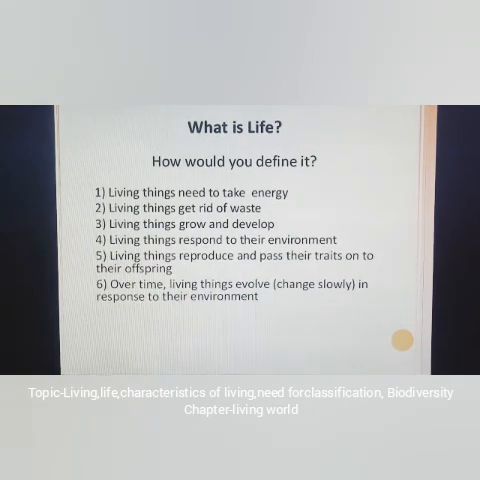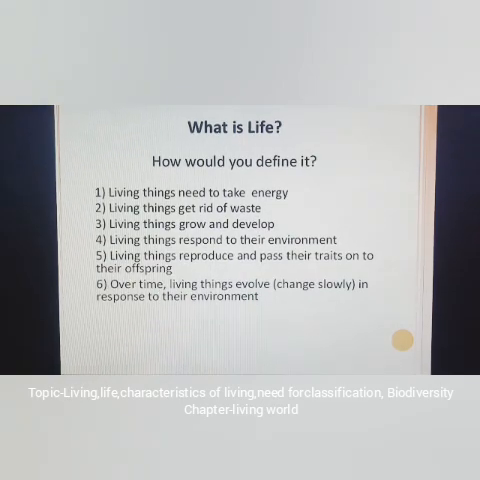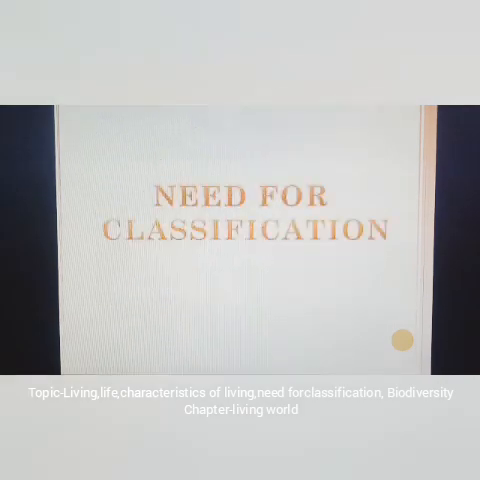When you accumulate and assemble all these processes, that is actually life. So life is there in the living thing, that's why the organisms can survive. If the life is not there, if this accumulation of these processes is not present, then obviously that organism can't survive. Okay, moving to the next slide.